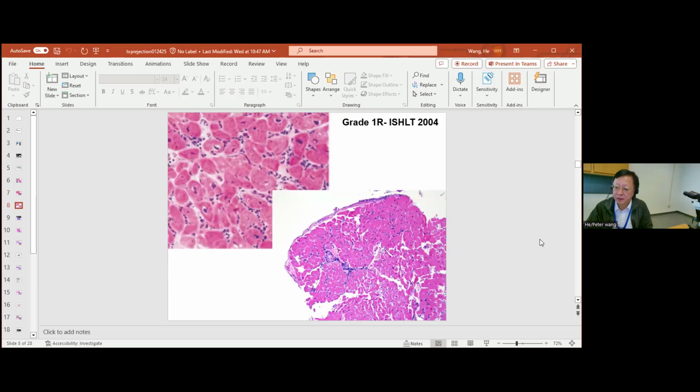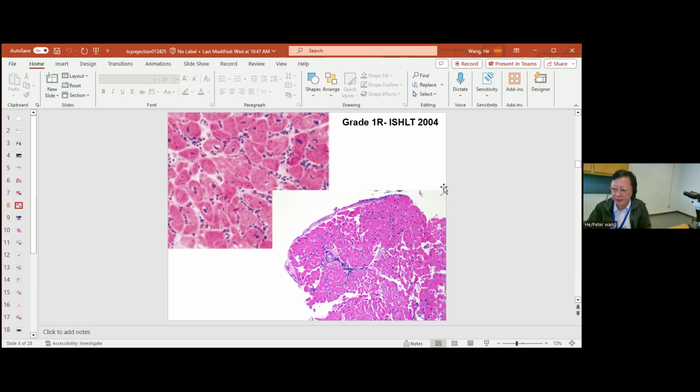There's another, conceptually a little bit challenging, type of 1R. In this type of 1R, you can see lymphocytes in the interstitium. It's kind of diffuse. You can see here, it's all over the place in this area. However, the distribution is kind of sparse. You do not see much lymphocyte in each field, and there is basically no cardiomyocyte damage. This one we still call 1R.